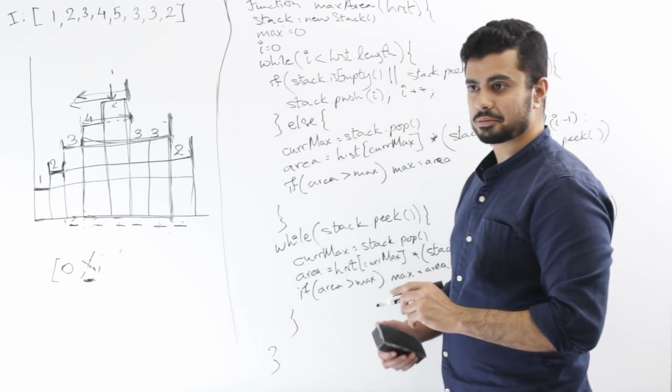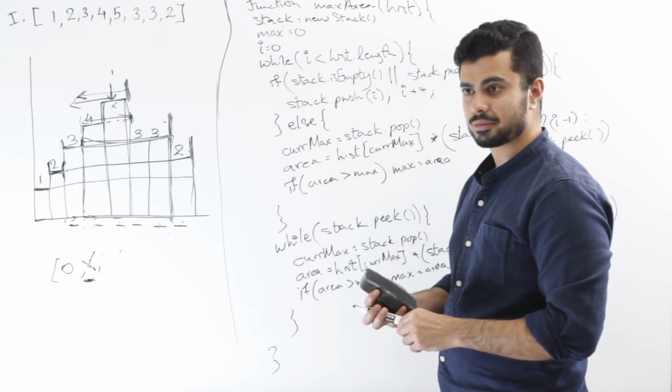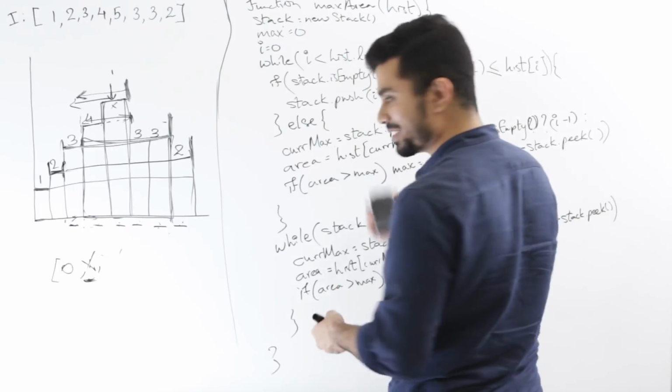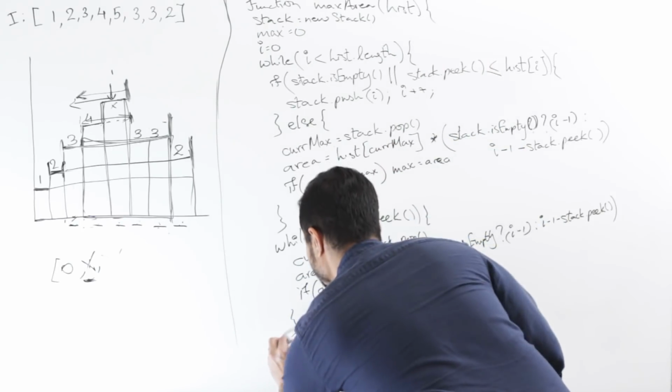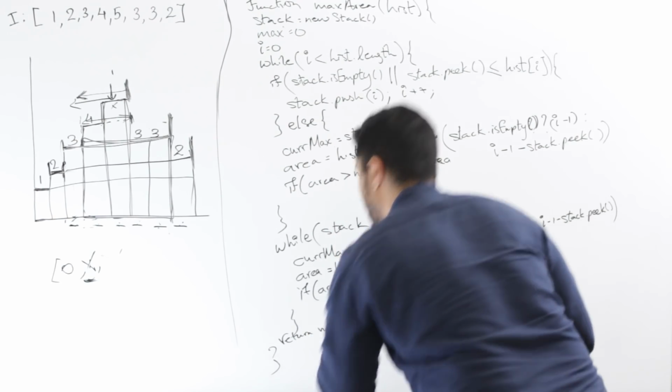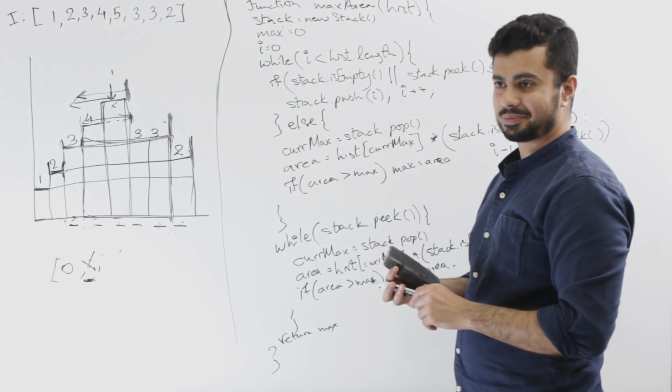Looks good. So don't you think you should return the max value? Oh yeah, we should also return the max value at the end. We didn't do all this work for nothing. So I'll say return max. And we're done.